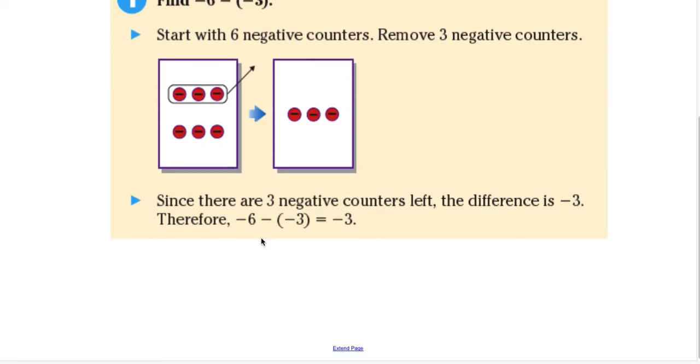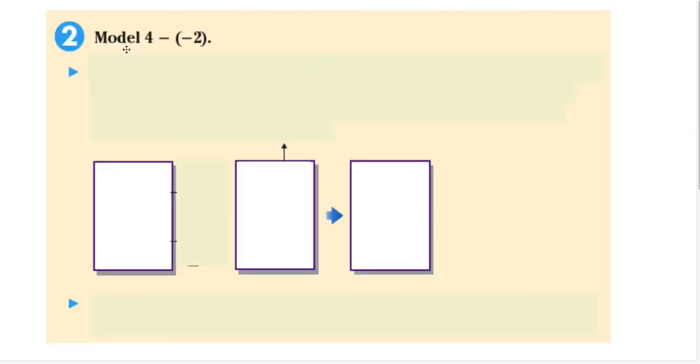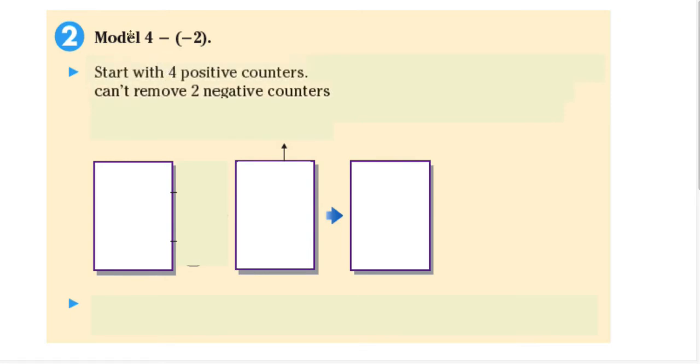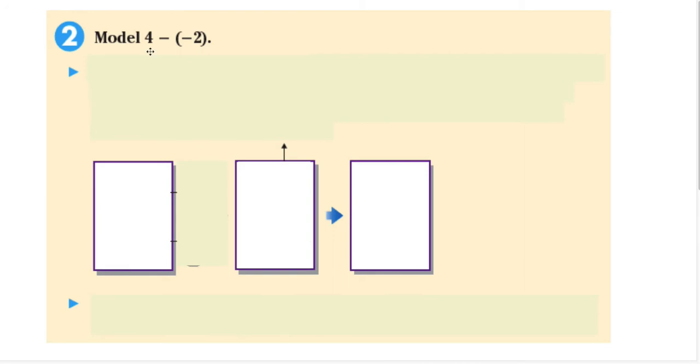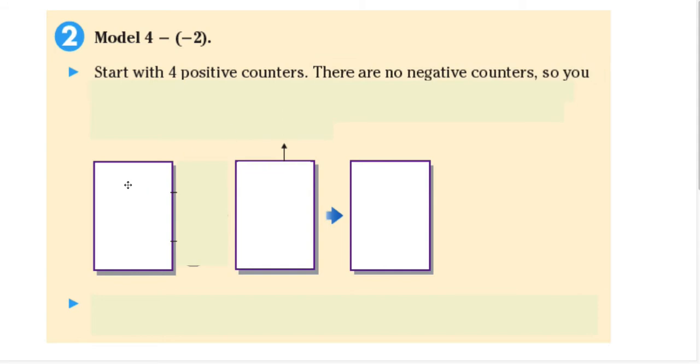And example number 2 is where it all changes. We want to model 4 minus -2. We want to start with 4 positive counters. The problem is we don't have any negative counters. So you can't remove 2 negative counters, can you? Because there are no negative counters.